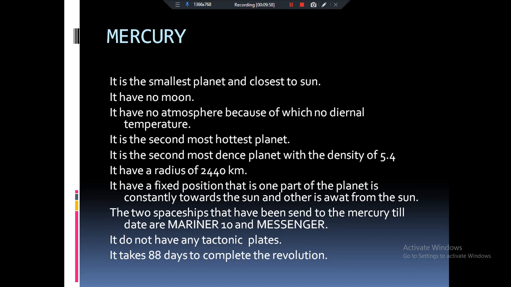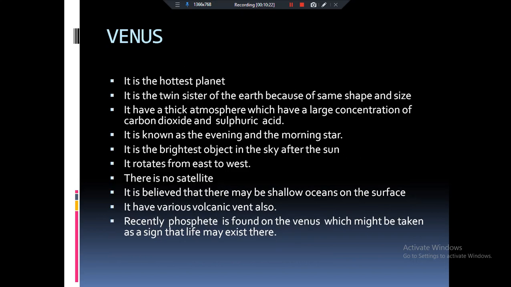Its radius is only 2440 kilometers, whereas the radius of the Earth is nearly 6400 kilometers. Now you can imagine how small it is, and it just takes 88 days to complete the revolution around the Sun. Are you clear with Mercury? If you have any doubt, just write it down in the comment section.